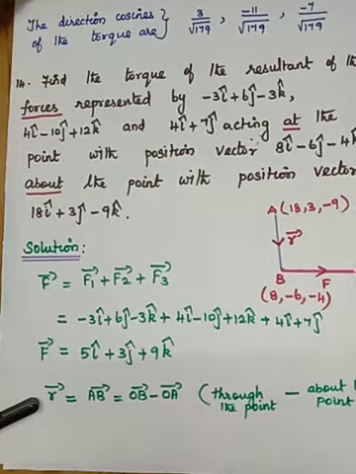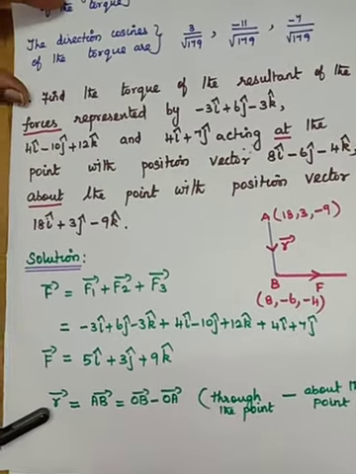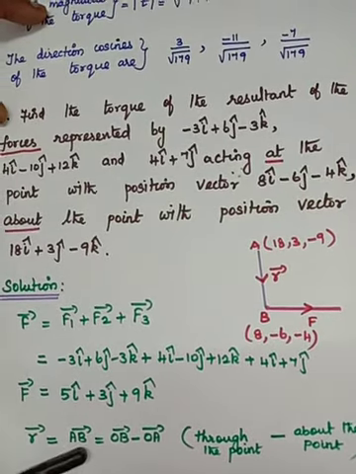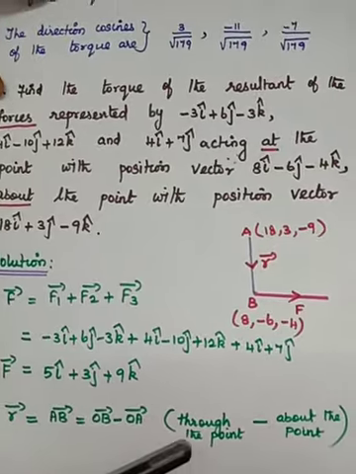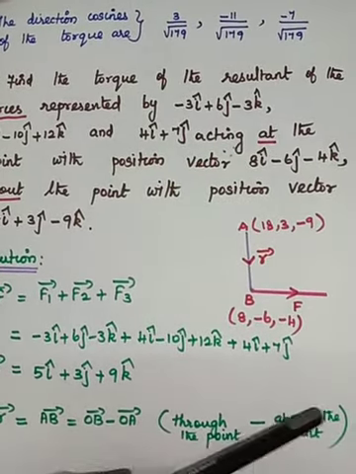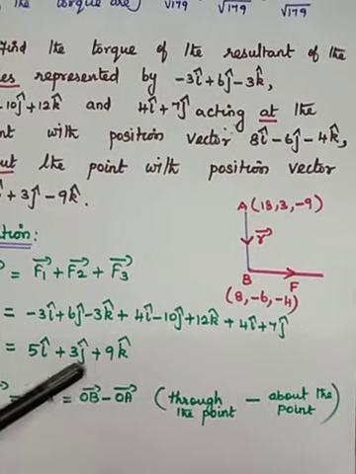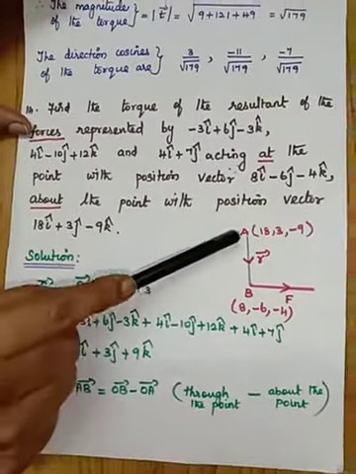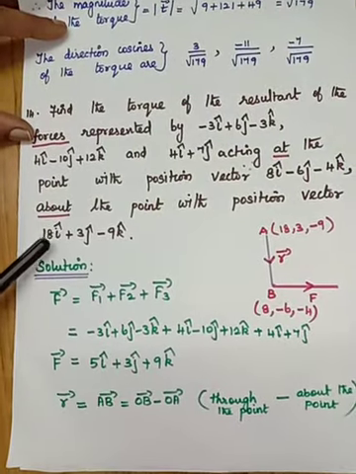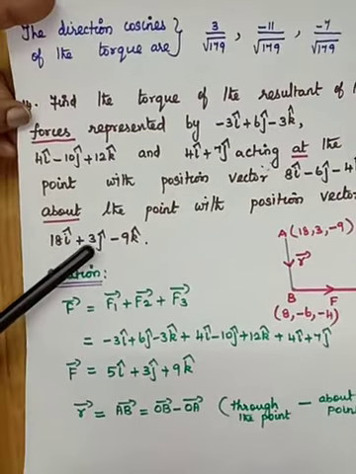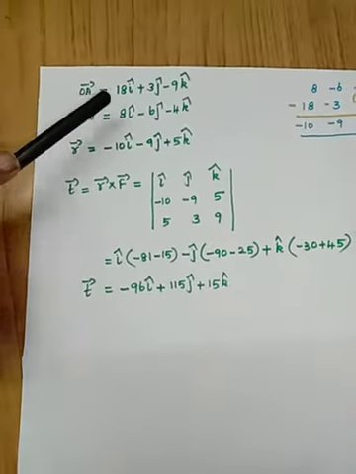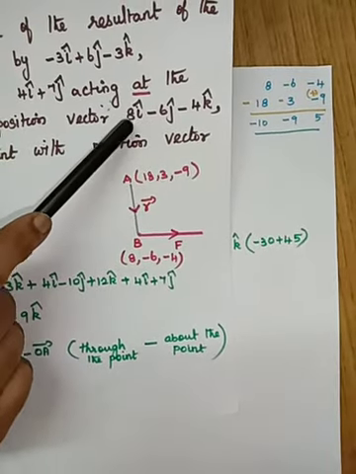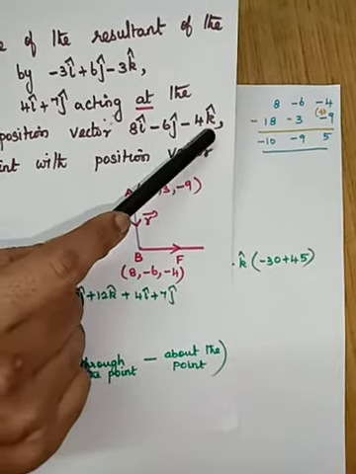Okay, next you have to find what is R vector. R vector, what is the formula? You can write AB vector, where A is the about the point, B is the through the point. Otherwise you can write through the point minus about the point. So I have written OB vector minus OA vector. So what is OA vector? A is the about the point. So here OA vector is 18 i cap plus 3 j cap minus 9 k cap. I have written. What is the OB? OB vector is through the point or at the point. So 8 i cap minus 6 j cap minus 4 k cap.